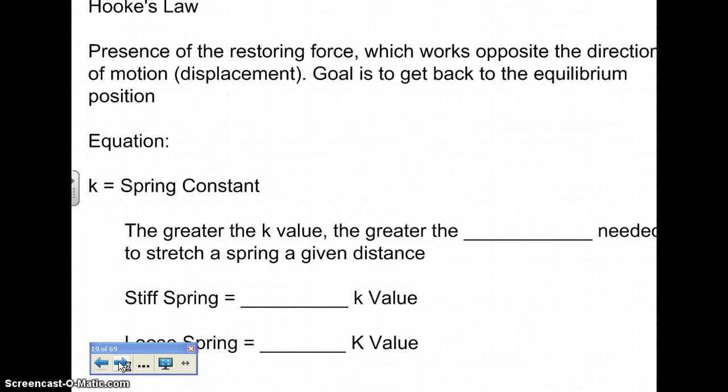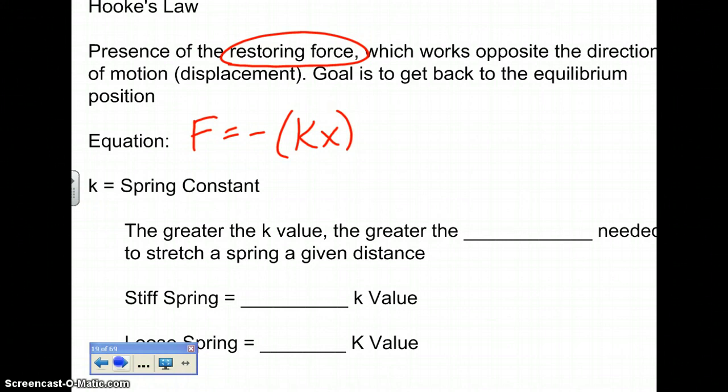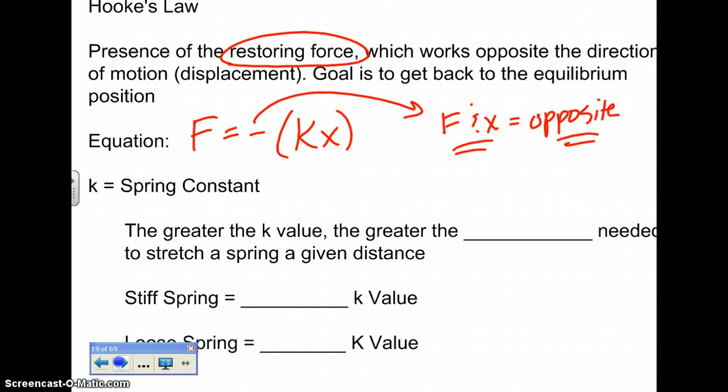There is a presence of a restoring force, because you want to restore, you want to go back to equilibrium, which is working opposite the direction of motion. The goal is to get back to the equilibrium position, and the way you're going to do this is by saying F. Sometimes you see a K here, sometimes you see an S, sometimes you see something completely different. I'm just going to call it F equals negative quantity KX. Now remember, this negative here implies that F and X are in opposite directions. That is terribly important to remember, guys.